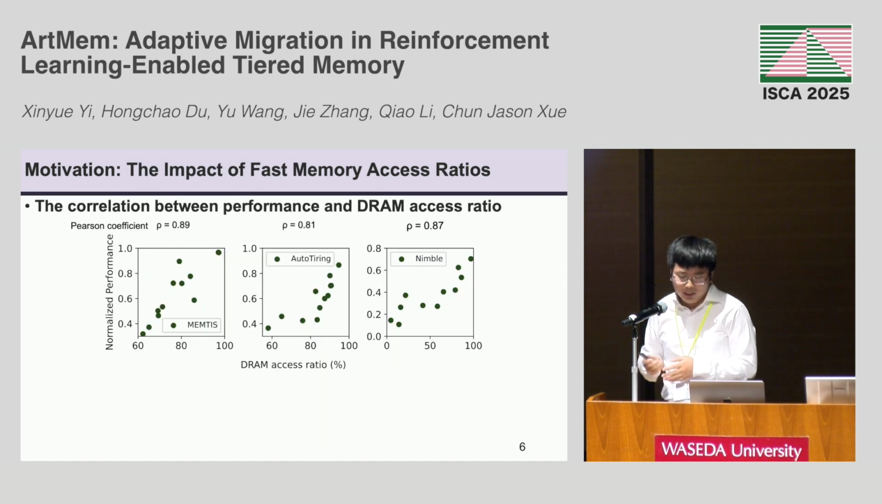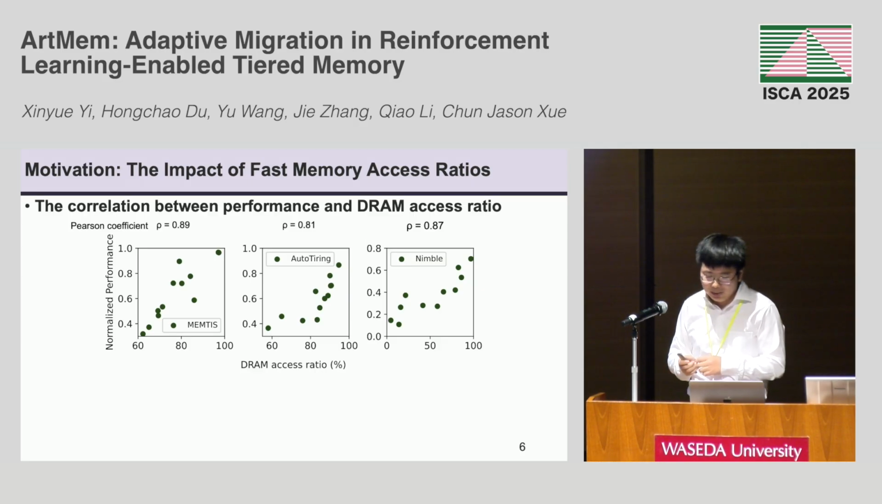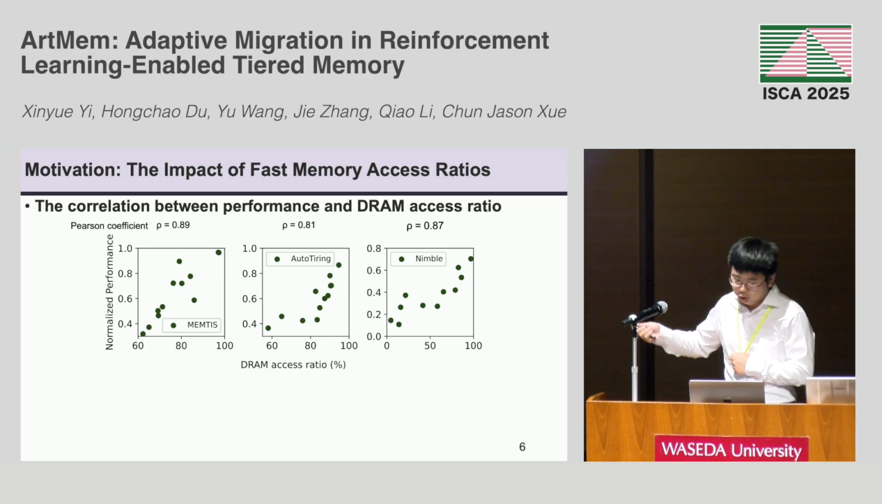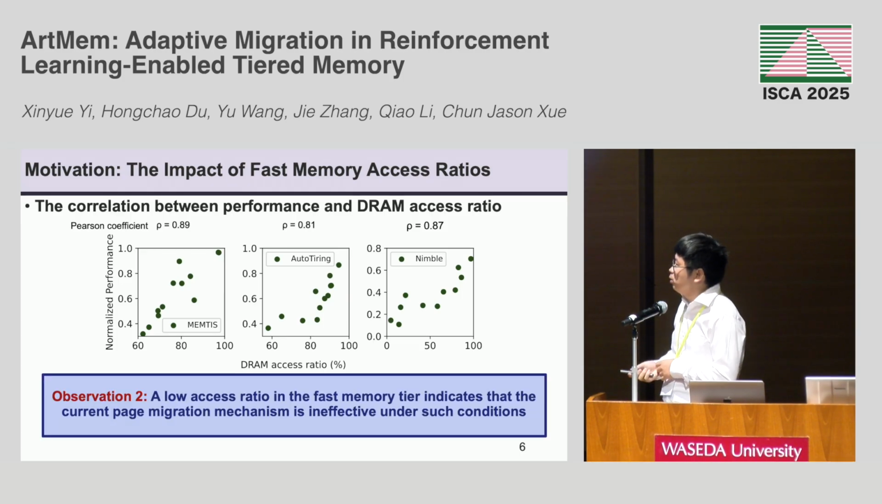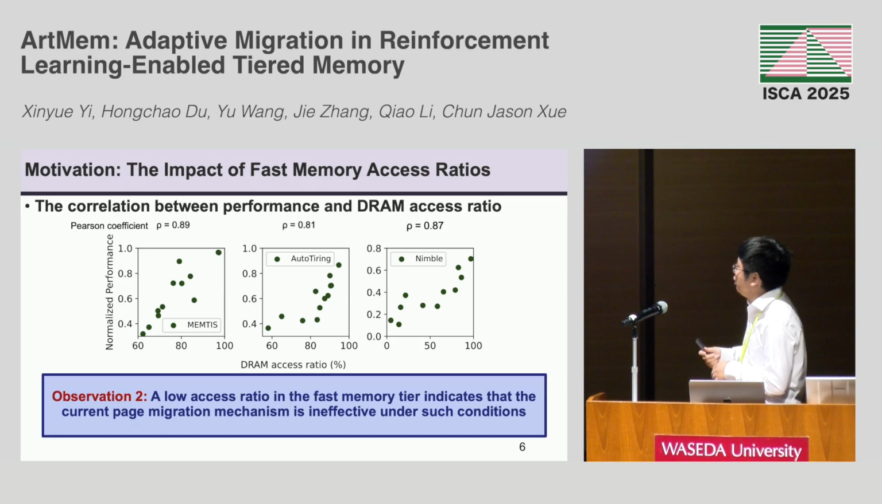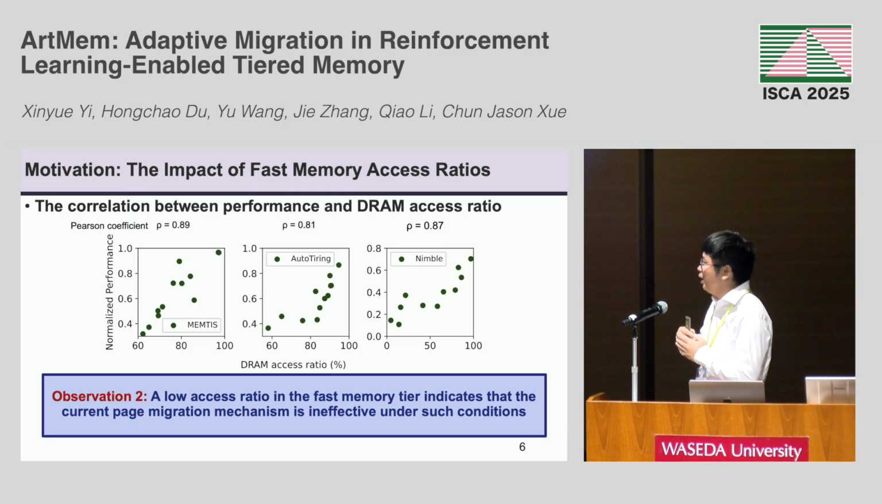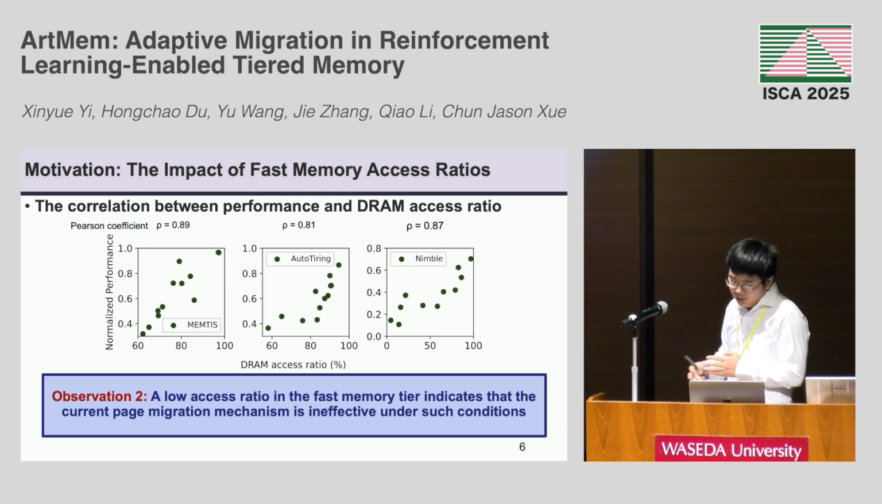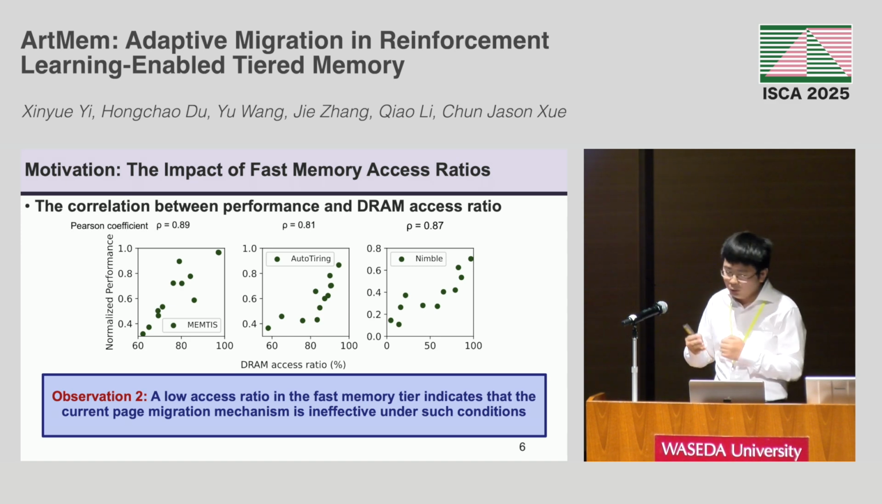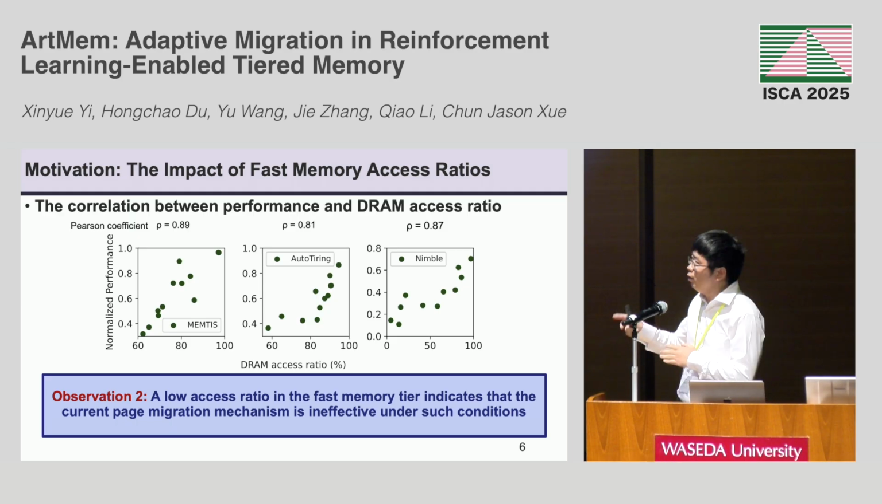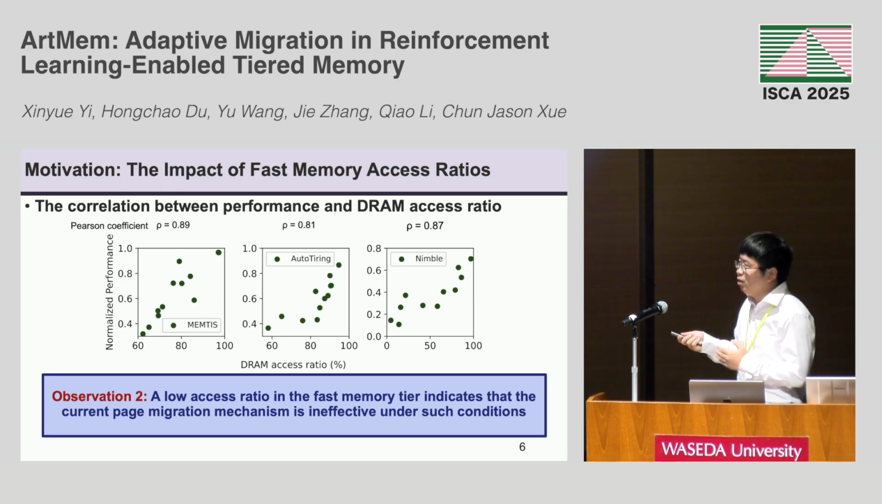We discovered a strong correlation between system performance and the percentage of memory accesses that are in the fast memory tier. These correlation plots show a Pearson coefficient larger than 0.8 across all these different systems. This gives us a second observation. A low access ratio in the fast memory tier indicates that the current page migration mechanism is ineffective under such conditions. This insight is straightforward, but it's crucial because it provides a real-time metric for us to evaluate how our tiered memory system is performing and can guide us to make adaptive decisions.